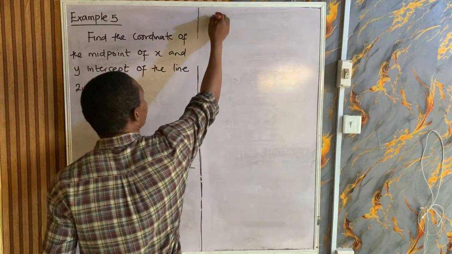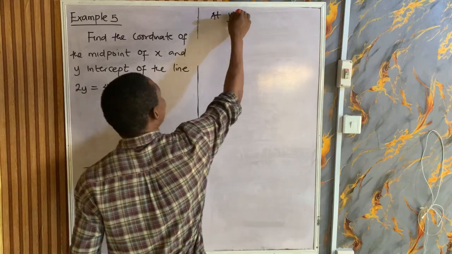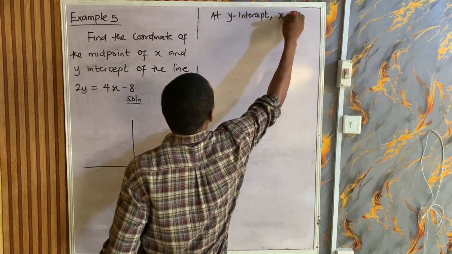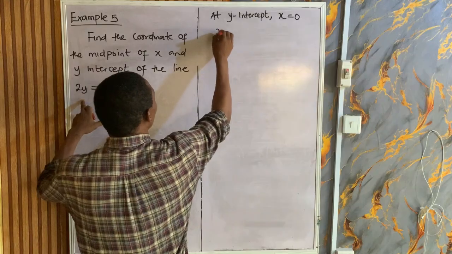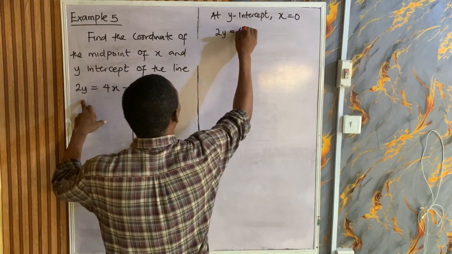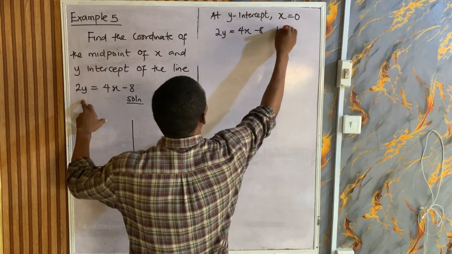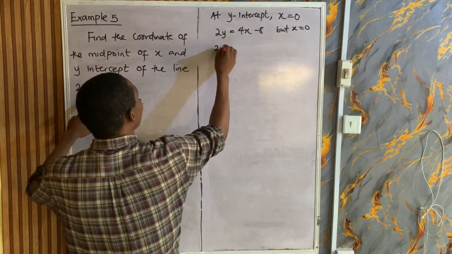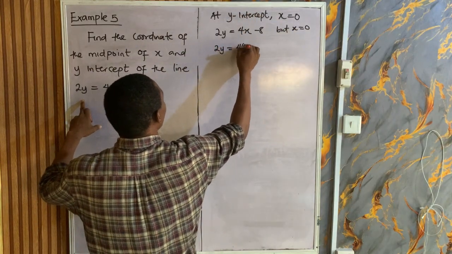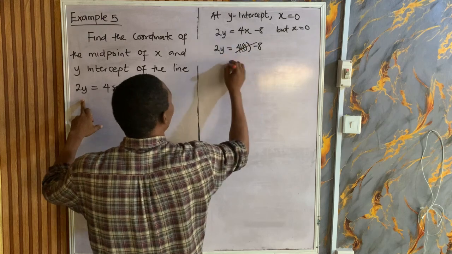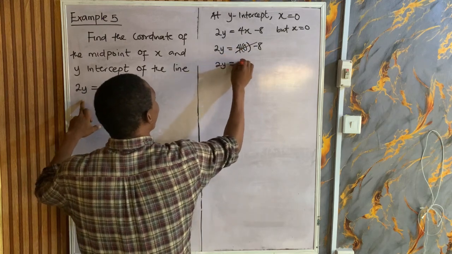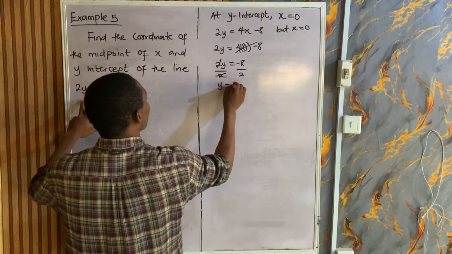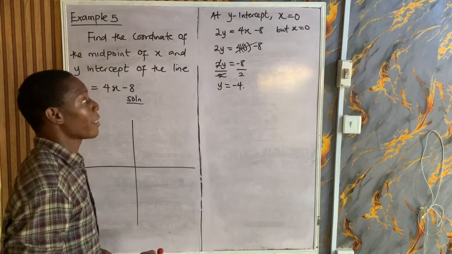So at the y-intercept, x is 0. If that be the case, I'm going to say 2y equal to 4x minus 8, but x is 0. And then this will give us 2y is equal to 4 into 0 minus 8. This dies off. We have 2y is equal to minus 8. Dividing both sides by 2 gives us that y is equal to minus 4. I've gotten my y.